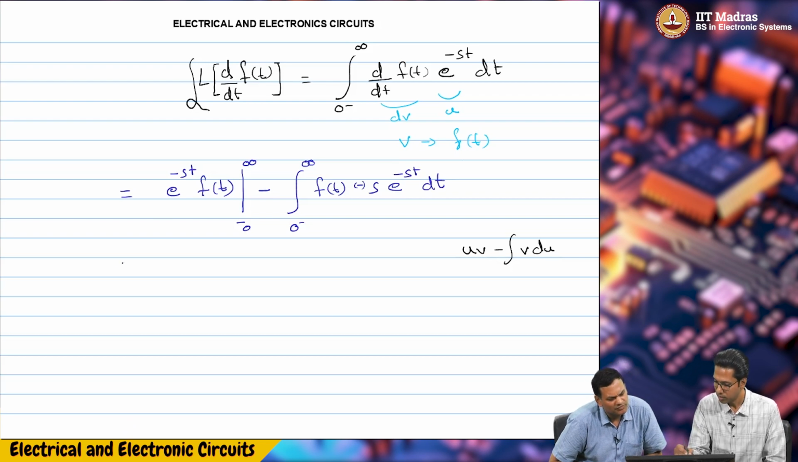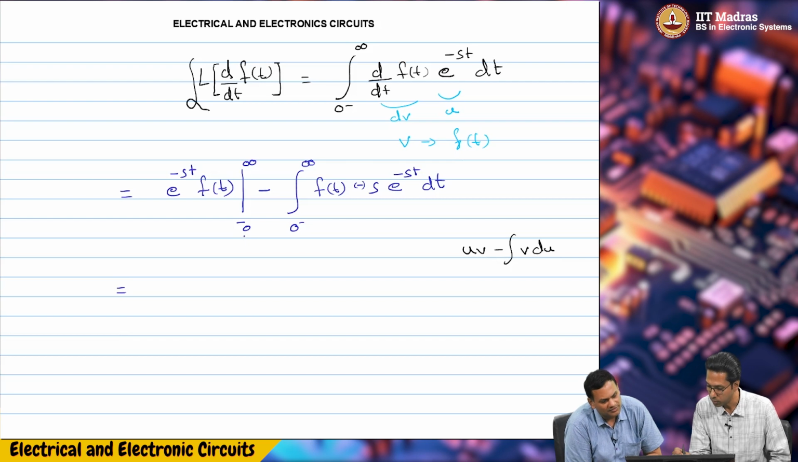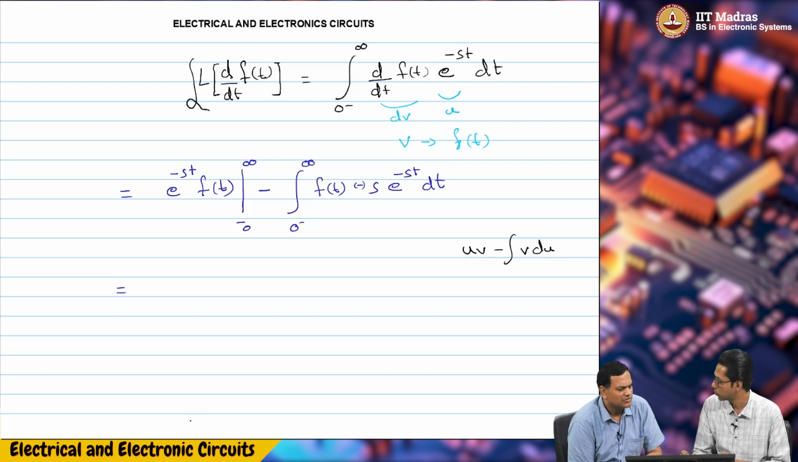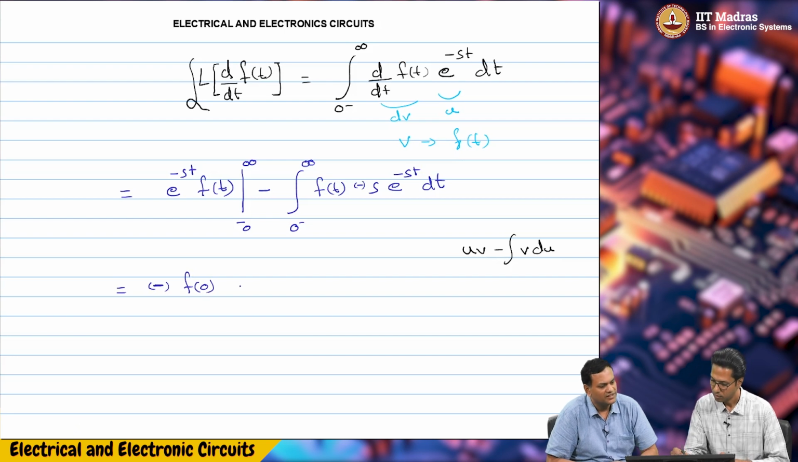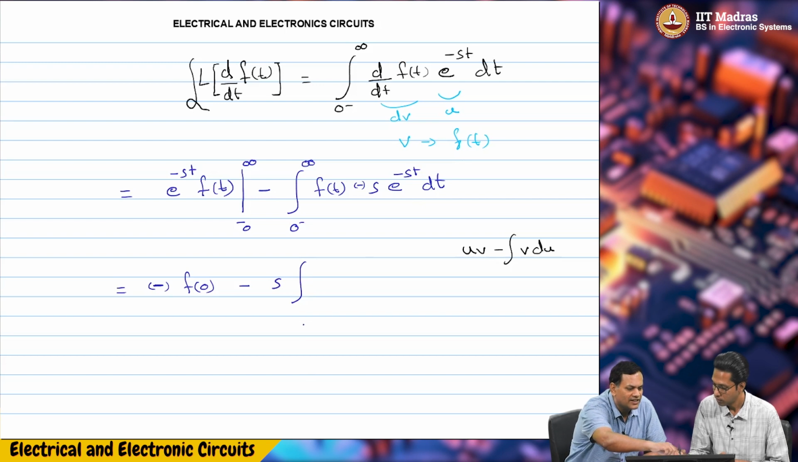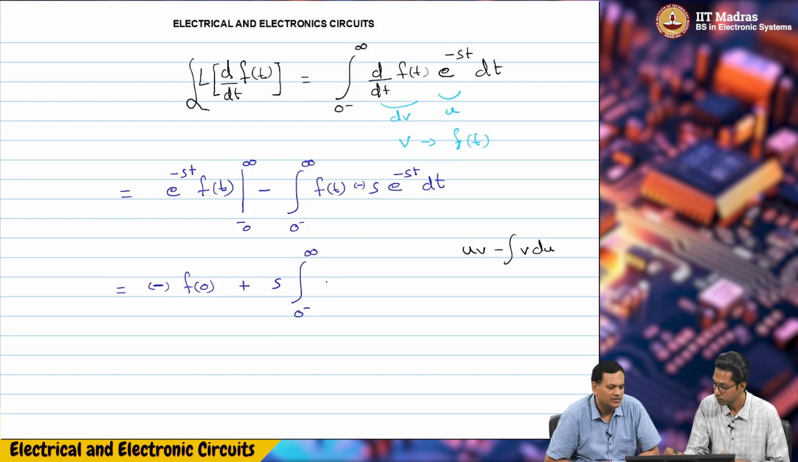So maybe I will apply the limit for this first. At least some portion we can clear. e power minus infinity goes to 0. Then we have e power 0, that is 1, at t equal to 0. So that is just f of 0, but it comes with a negative sign. So minus f of 0. Then this s I can take outside, because we are integrating with respect to time. And then the negative sign and another negative sign become positive.